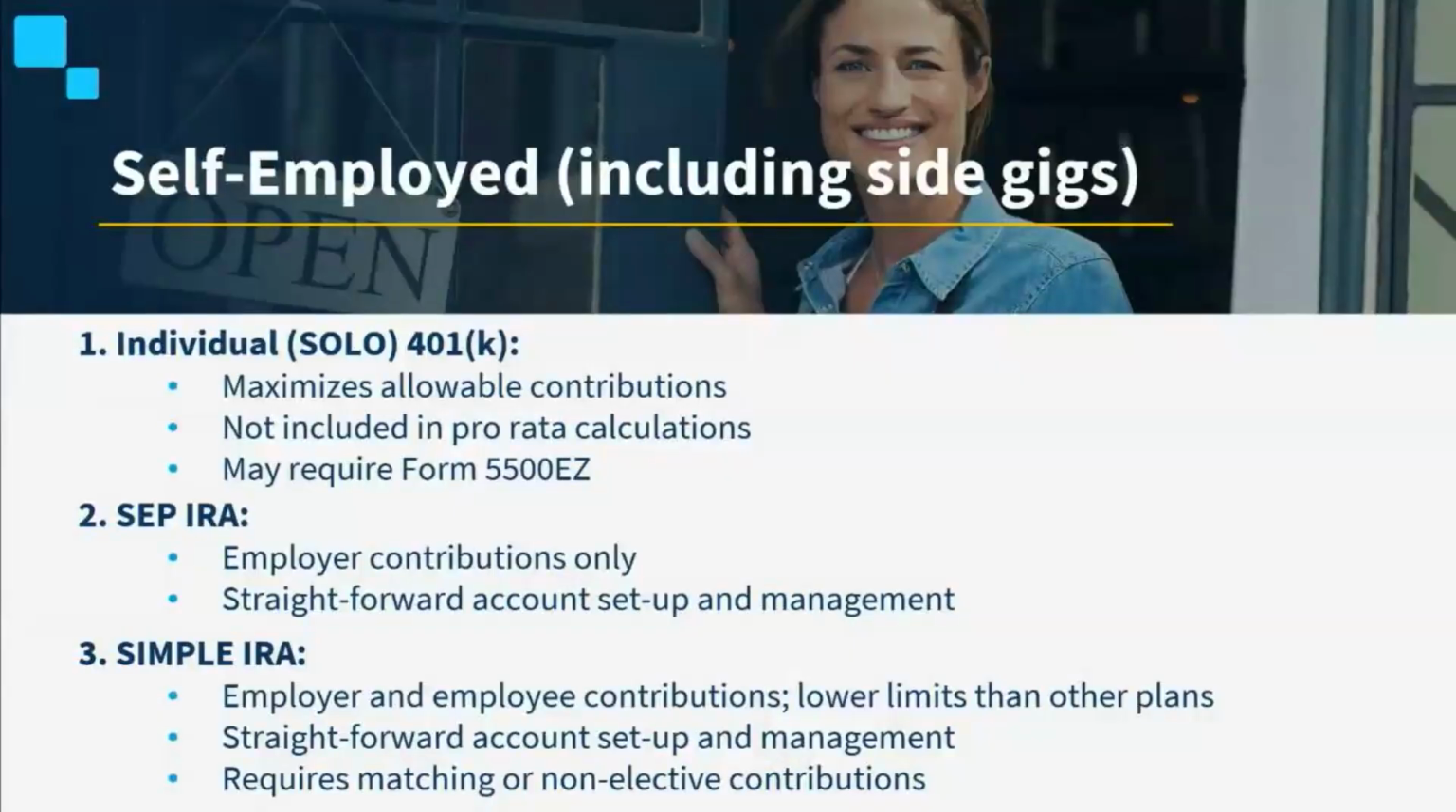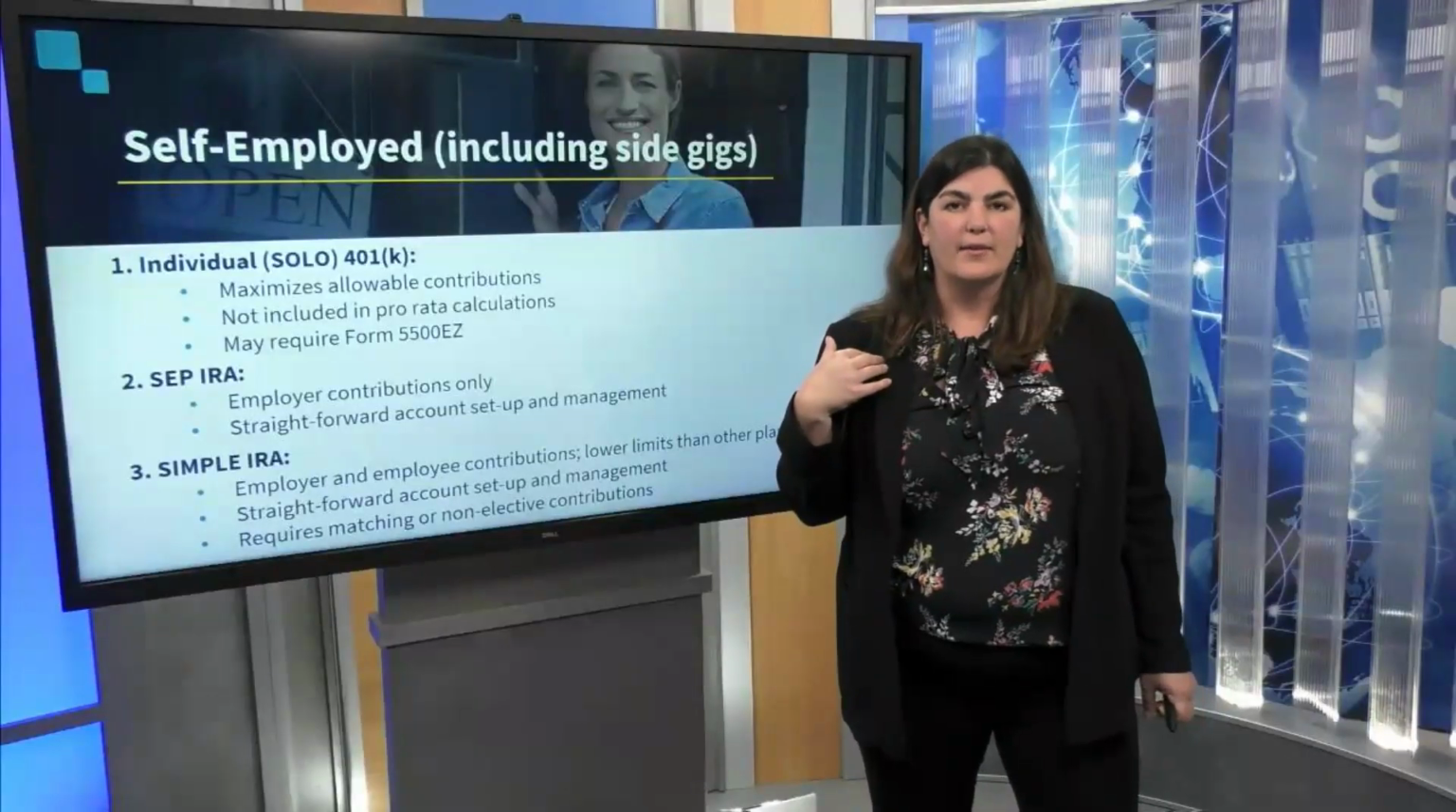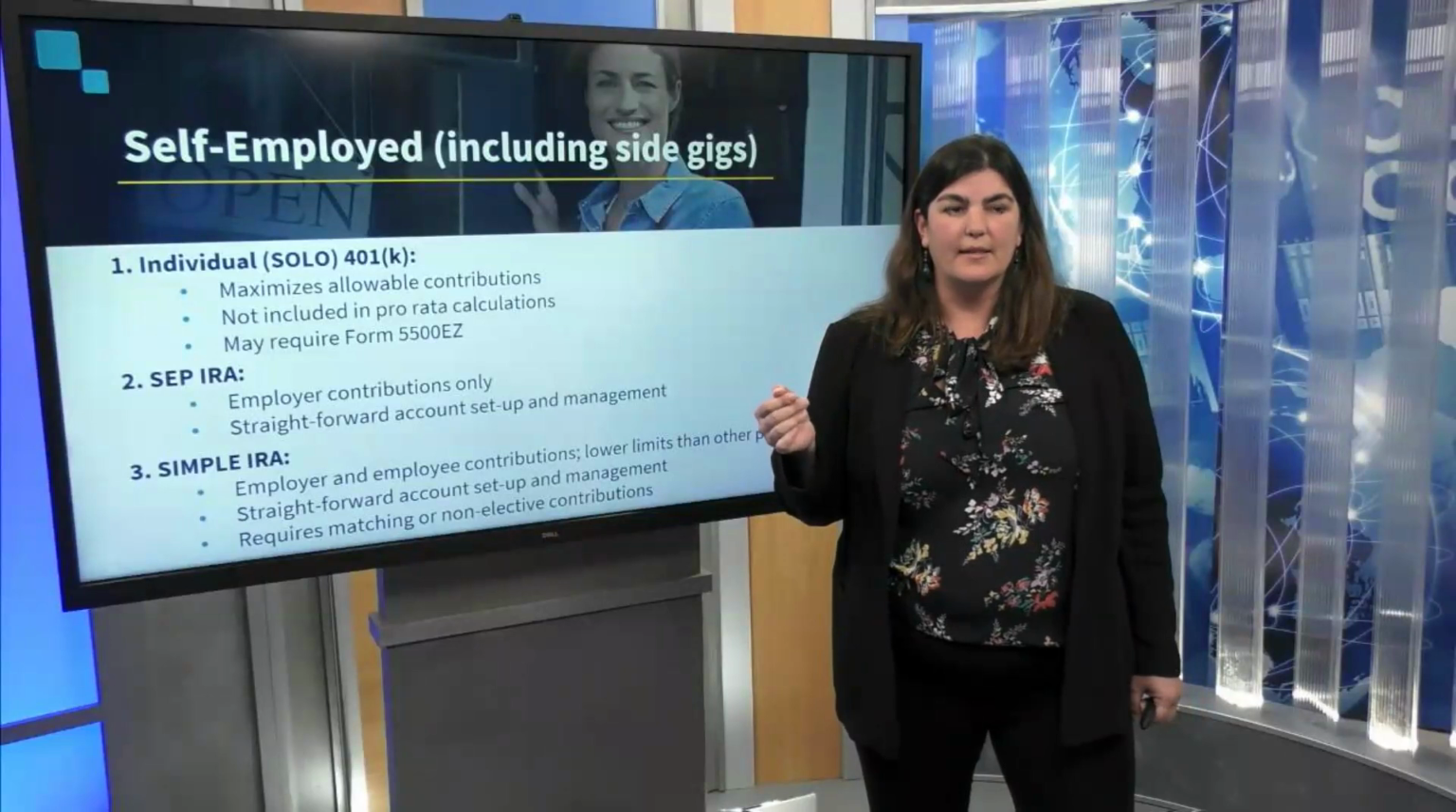For self-employed people, they can choose what is going to be the best plan for them and their business. An individual solo 401k allows you to maximize your own contributions. And a 401k is not included in certain calculations that are applied to IRA accounts. They're called pro rata calculations. But 401ks can be a little bit more difficult to manage, especially if you have employees when it's not a solo 401k. But even for just an individual account, you'll still need to file the 5500 EZs.